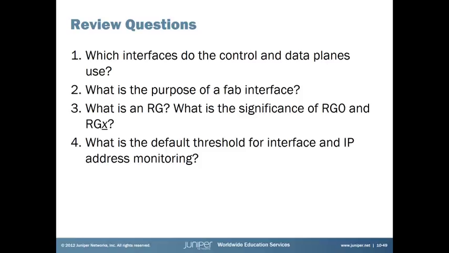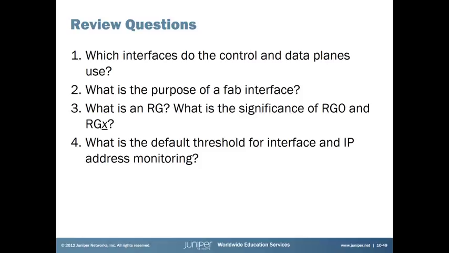What is a routing group? What is the significance of RG0 and RGx? We saw that a routing group is a logical construct within the cluster. RG0 is reserved to identify the cluster itself, not the hardware. Whereas RGs 1 to 255 are user configurable. When you create a cluster, RG0 exists; it's already created as part of the process. Then you create your user configurable routing groups, and the point of a routing group is that you put interfaces into it.